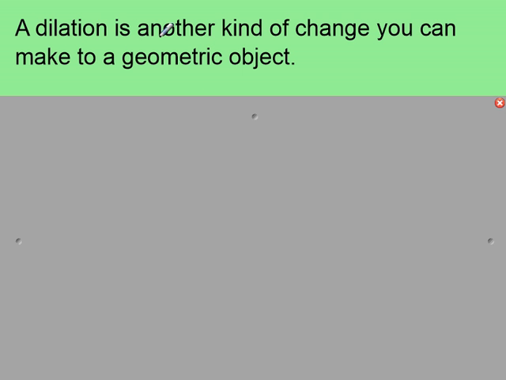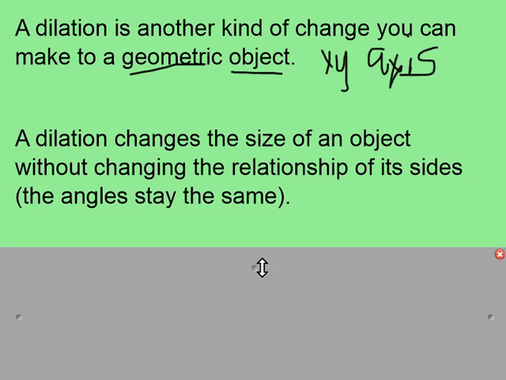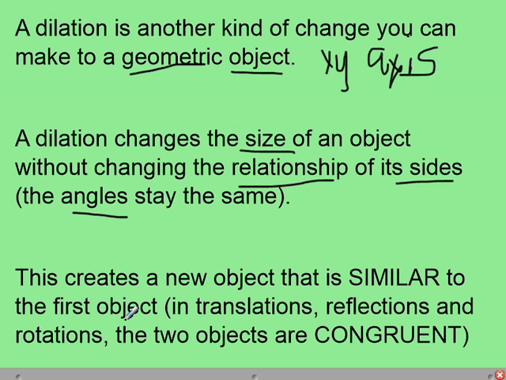Okay, so a dilation is just another kind of change you can make to a geometric object. And dilations are done just like transformations on an XY axis. It's not too difficult. An important difference between a dilation and the transformations we have done is that a dilation changes the size of an object and it doesn't change the relationship of its sides. So while the sides will be different lengths than they originally were, because it will be bigger, the angles between the sides will be the same. So it's going to create a new object, the image.